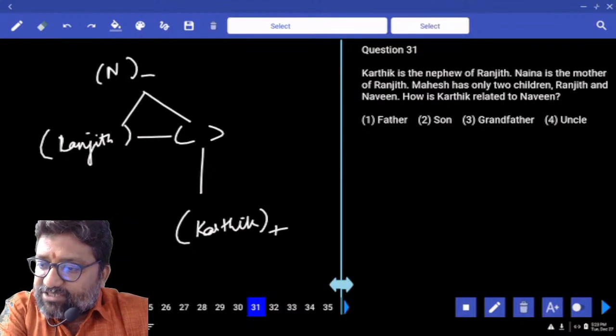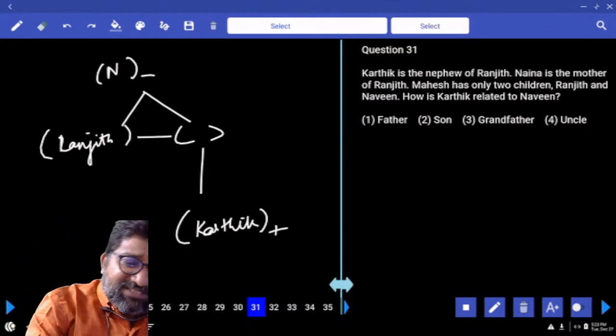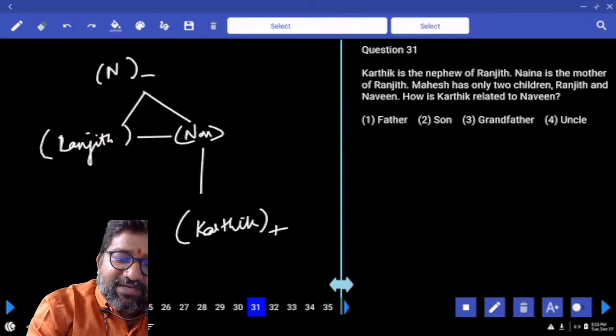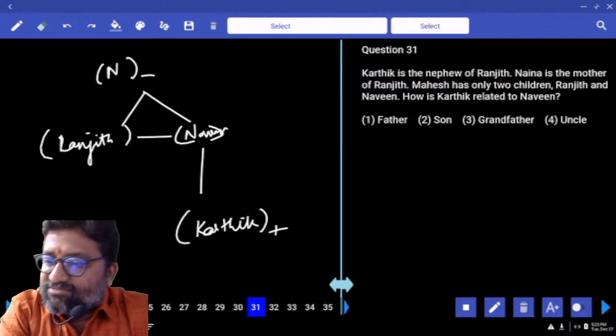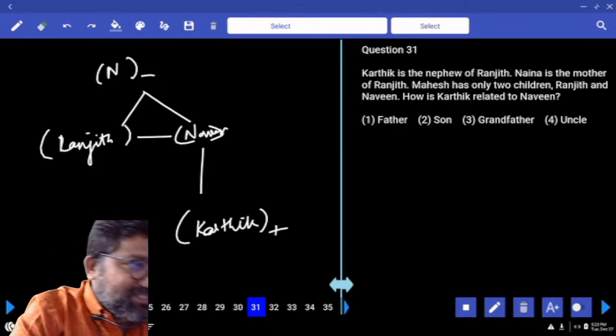Next, Mahesh has only 2 children, Ranjit and Navin. Ranjit and Navin. So, this is Navin. And who is this Mahesh? Mahesh who has only 2 children. So, Mahesh is the parent of Ranjit.